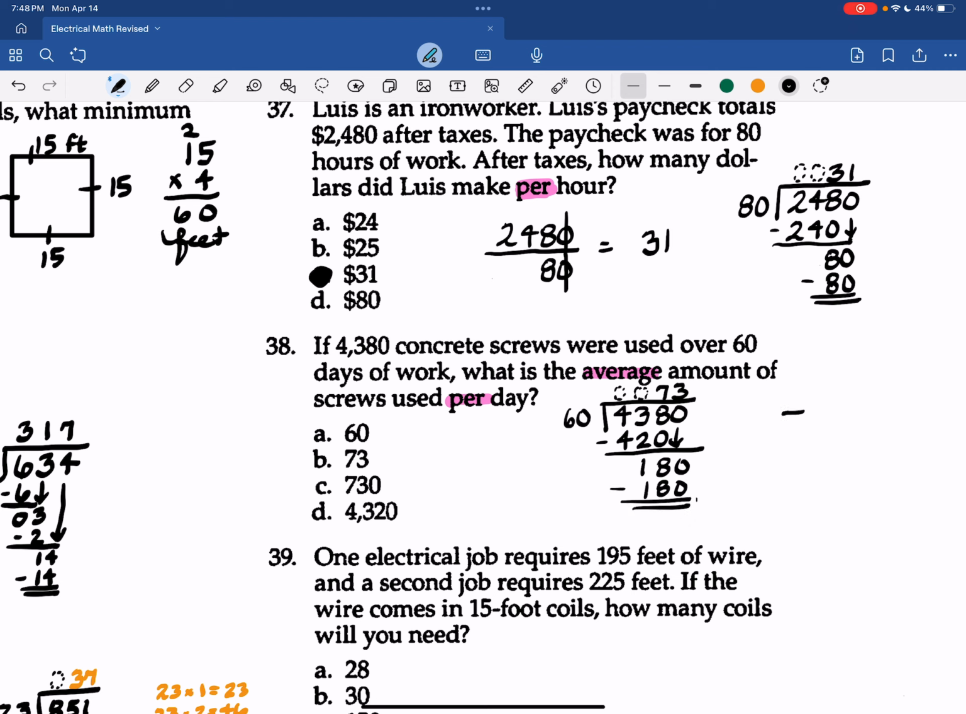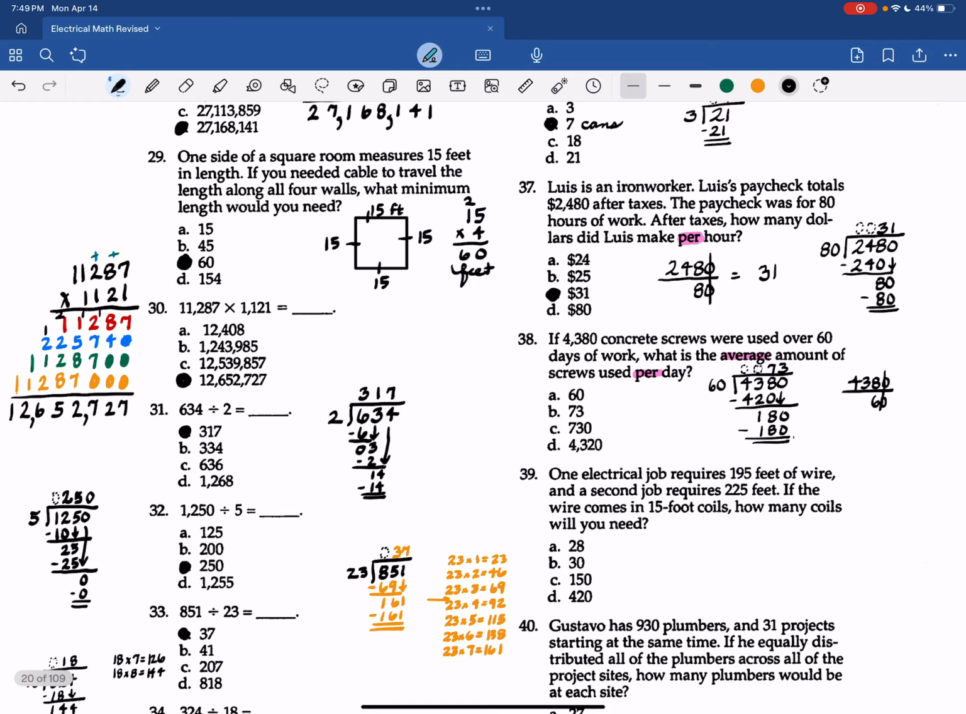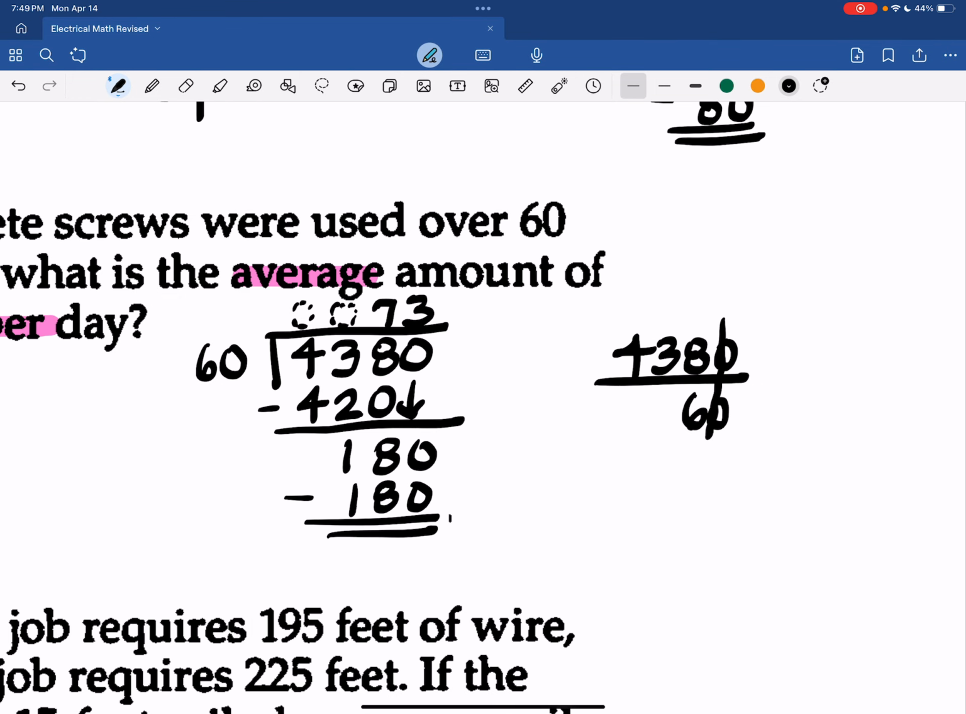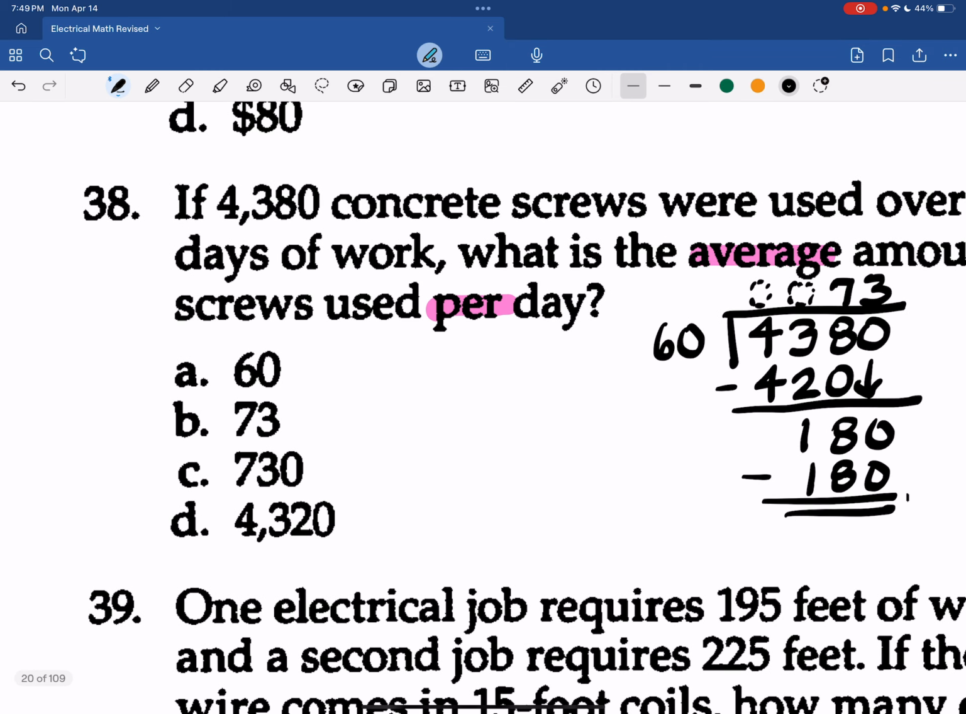If you use the zero trick, you have 4,380 divided by 60, so we cancel the zeros. Now this one isn't quite as easy to do because it's not even division, but this would give you a smaller division problem if you wanted to do it this way. I'm not sure the zero trick helps much on this one, but you can surely use it. Either way, you get 73 concrete screws per day.